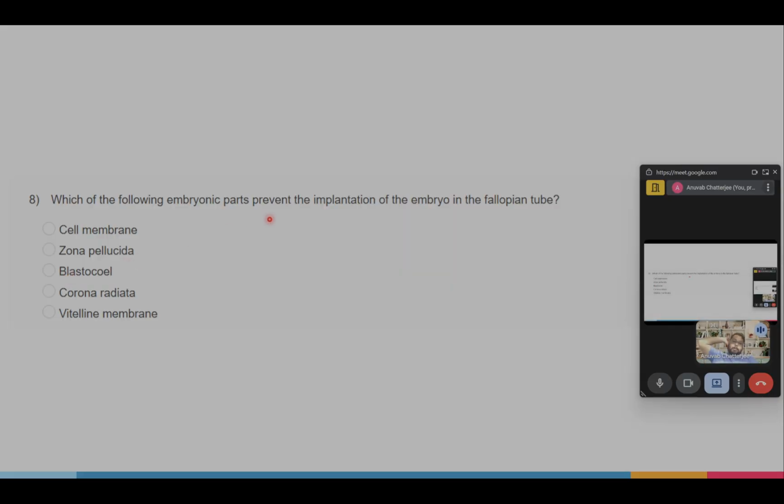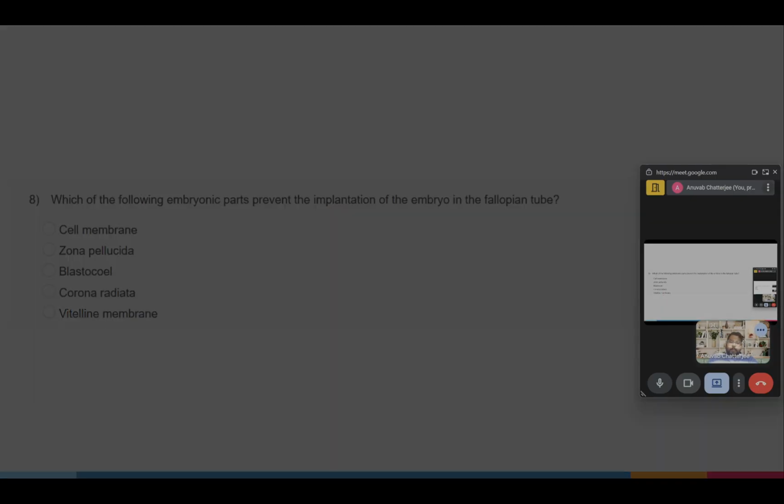Okay, which of the following embryonic parts prevents implantation of an embryo in the fallopian tube? The options are cell membrane, zona pellucida, blastocele, corona radiata, or the vitelline membrane. So I will give you a second to figure this out. Okay, let us look at it.